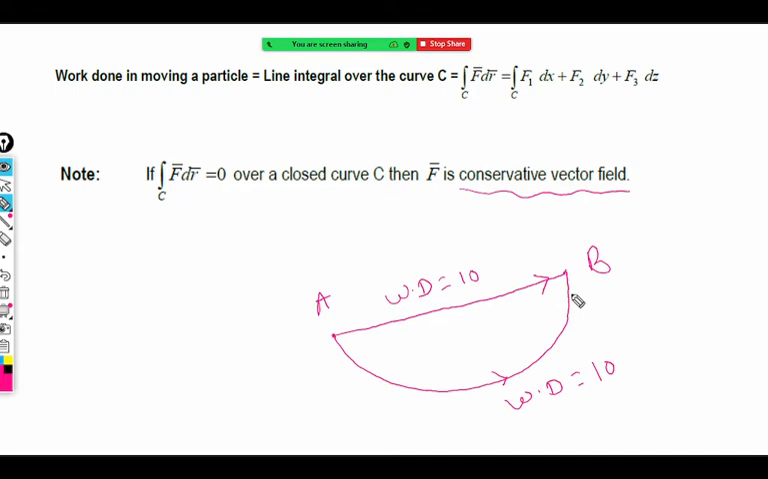Conversely, consider work done over a closed path. If you calculate work done over AB, it is 10. But if you calculate work done over BA, in the reverse direction from B to A, the work done will become minus 10. So the net work done from point A to point A again is plus 10 minus 10, which is 0. Hence work done over a closed path is 0, because the direction is opposite, so a minus sign appears. Hence, it is a conservative field. So just remember the property, not that much required.